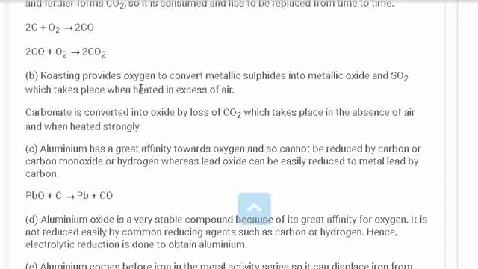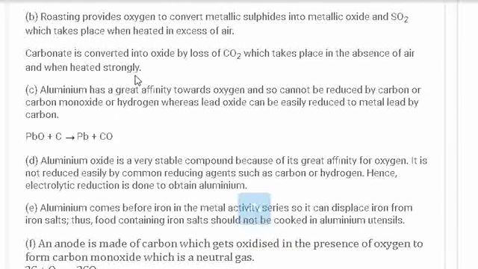Roasting provides oxygen to convert metallic sulfides into metallic oxide and SO2, which takes place when heated in excess of air. Carbonate ore is converted into oxide by loss of carbon dioxide, which takes place in the absence of air, when heated strongly. Aluminum has great affinity toward oxygen and so cannot be reduced by carbon, carbon monoxide or hydrogen, whereas lead oxide can be easily reduced to metallic lead by carbon.